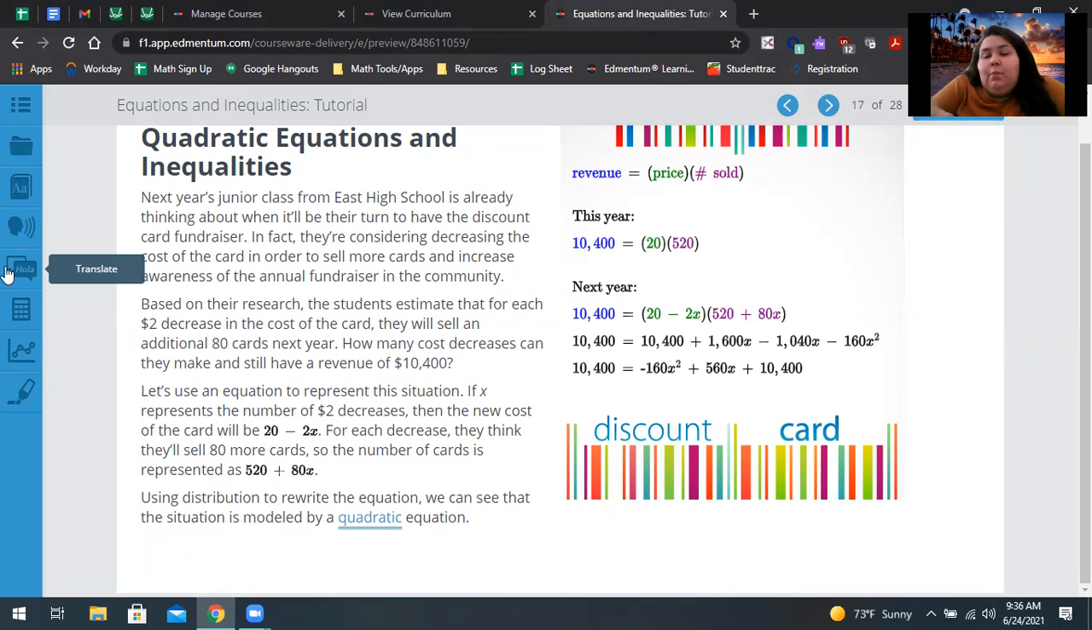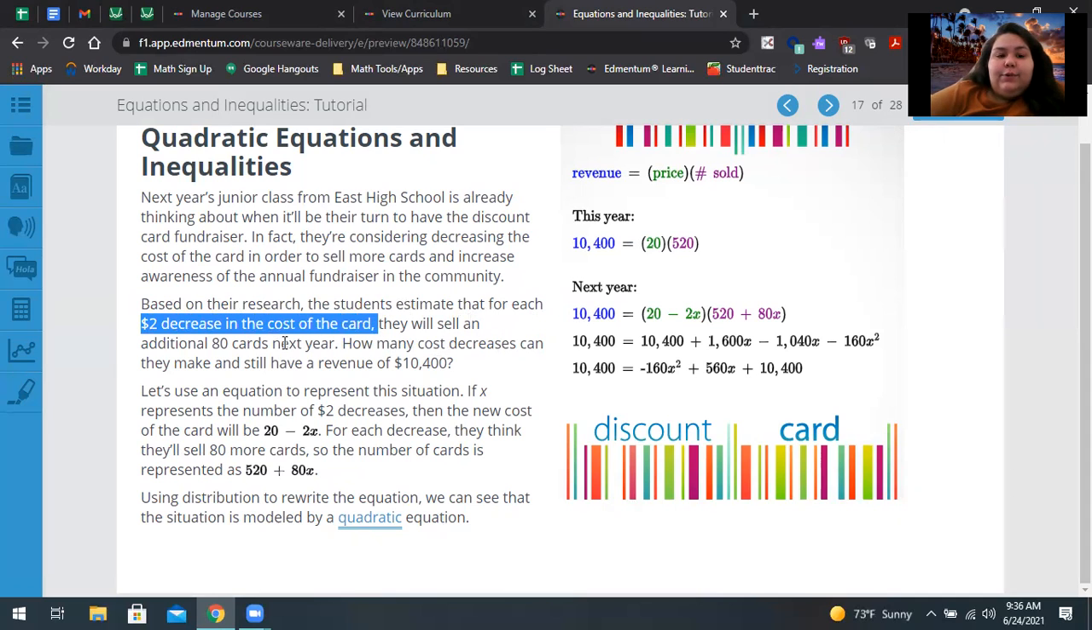Then you might actually get more people to consider buying your material. You might actually make more money from dropping your price instead of keeping the price so high. So that's the same idea here. Now they decided for the cards, it says the students estimate that for each $2 change in the cost of the card, they will sell an additional 80 cards next year. So they're actually going to drop down the price. If you look at this, this is how we end up forming a quadratic equation.